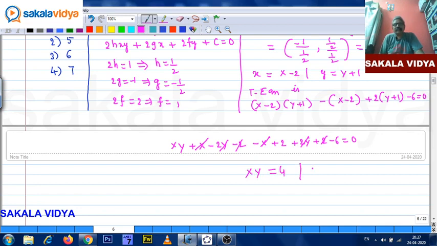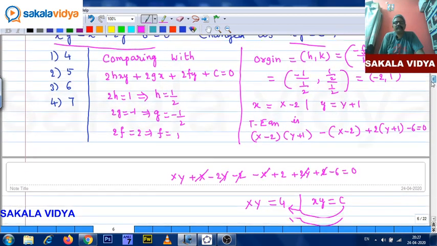So, already given that x y is equal to c, if you compare, the c value will be 4. So, the first option is the right option.